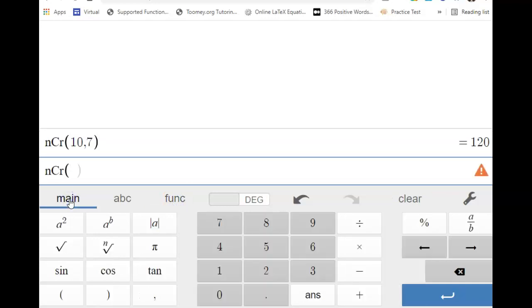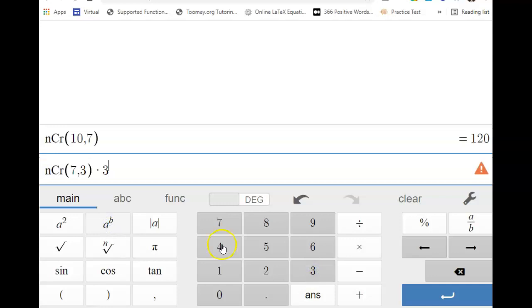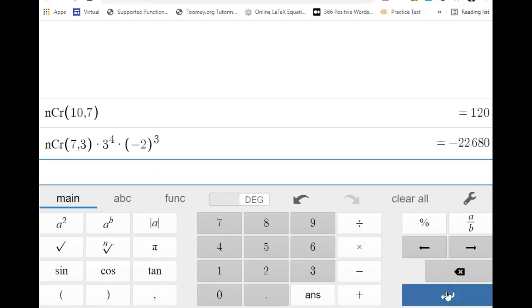That combination is 7, 3. I'm going to close my parentheses, times, and then I need 3 to the 4th power, times, and then since this is negative, I'm putting it in parentheses, negative 2, close my parentheses, and that is to the 3rd power. And it does it all in one step. I get negative 22,680.